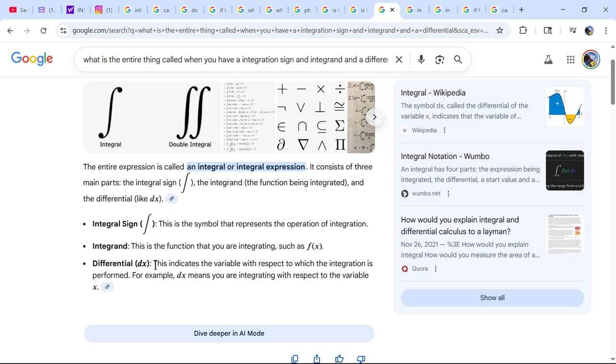And then the differential, this is dx. This indicates the variable with respect to which the integration is performed. For example, dx means you're integrating with respect to the variable x.